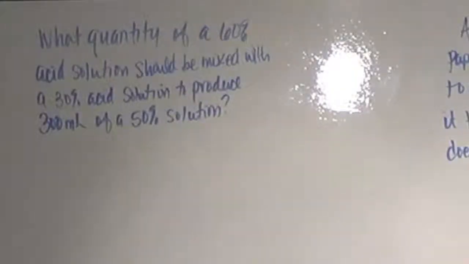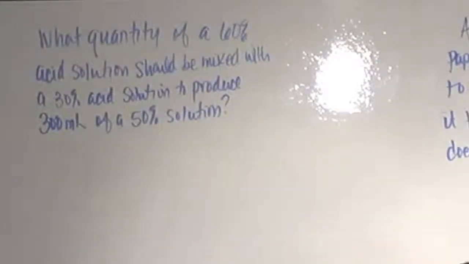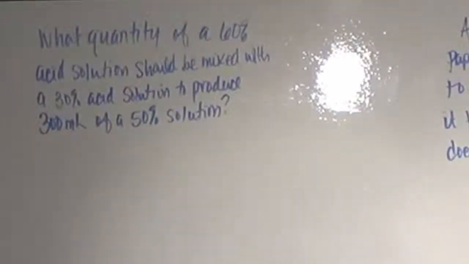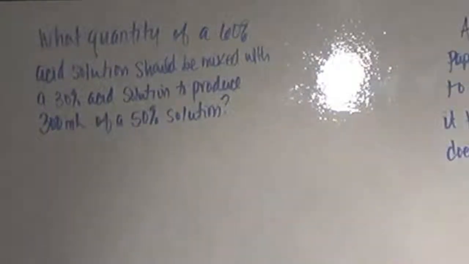In our next example, we're going to look at a mixture type problem. So here we want to know what quantity of a 60% acid solution should be mixed with a 30% acid solution to make 300 milliliters of a 50% solution. Okay. Now these problems are tricky for some people because they're just not sure how to set it up. And so here, actually a couple of the ones we're going to look at are very similar in the sense of mixture type problems.